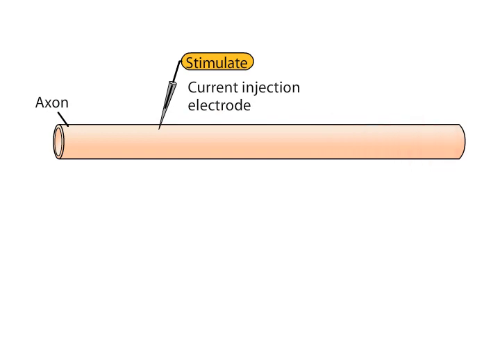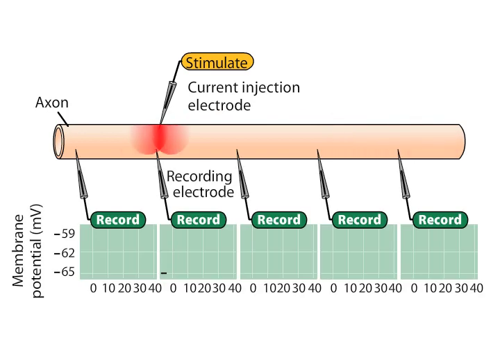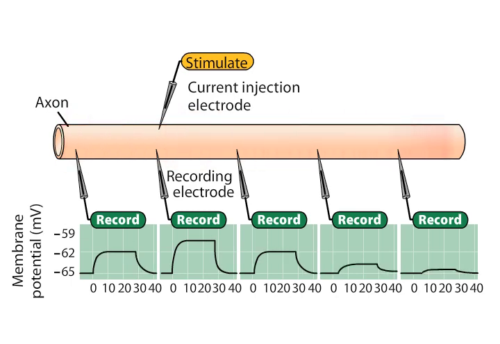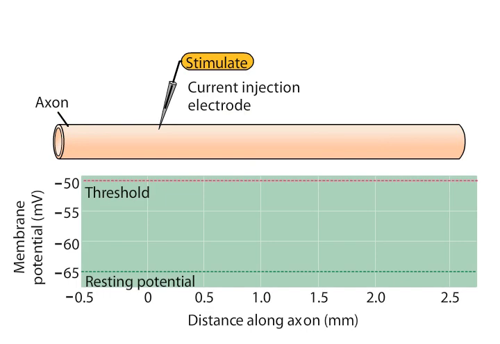axon. If we then record potential responses at various distances from the site of the current injection, we see that with increasing distance, the amplitude of the potential change is attenuated. If this current pulse is not large enough to generate an action potential, the magnitude of the resulting potential change decays exponentially, with increasing distance from the site of current injection. Typically, the potential falls to a small fraction of its initial value at a distance of no more than a couple of millimeters away from the site of injection.